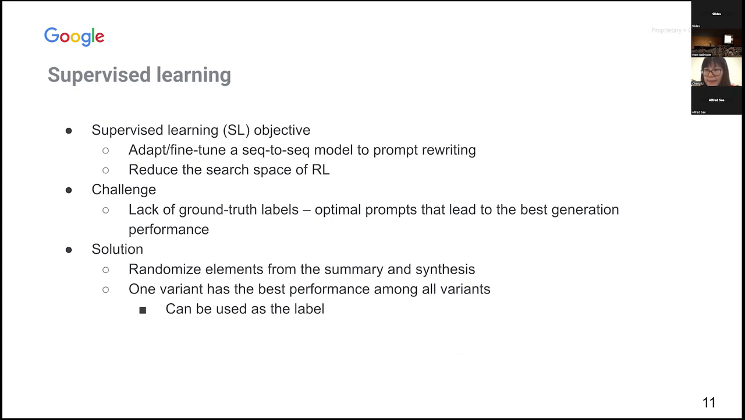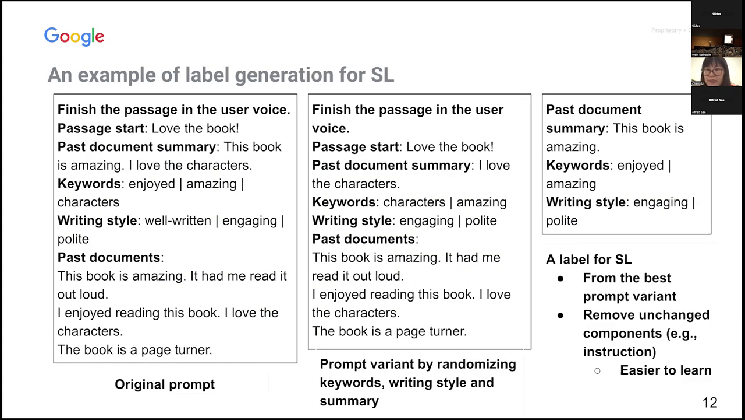We show an example of label generation for supervised learning here. We have the original prompt on the left side. In the middle, we show a generator prompt variant obtained by randomizing keywords, writing style, and the summary. We obtain a label for SL, or supervised learning, from the best prompt variant. In the label, we also remove the unchanged components like instruction so that it will be easier to learn.